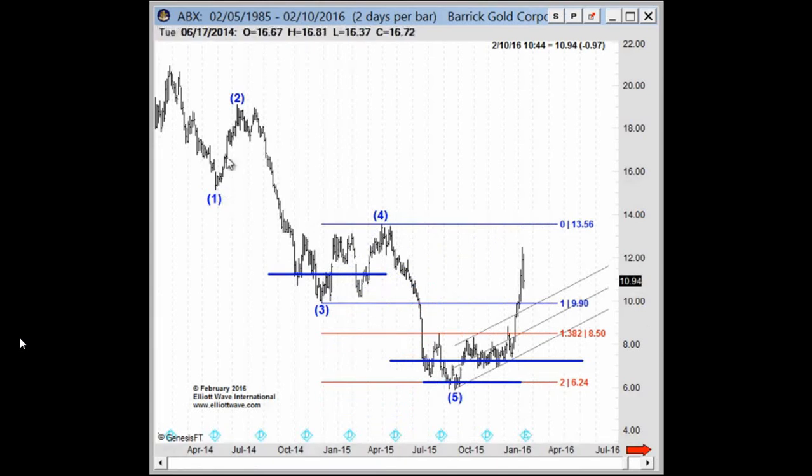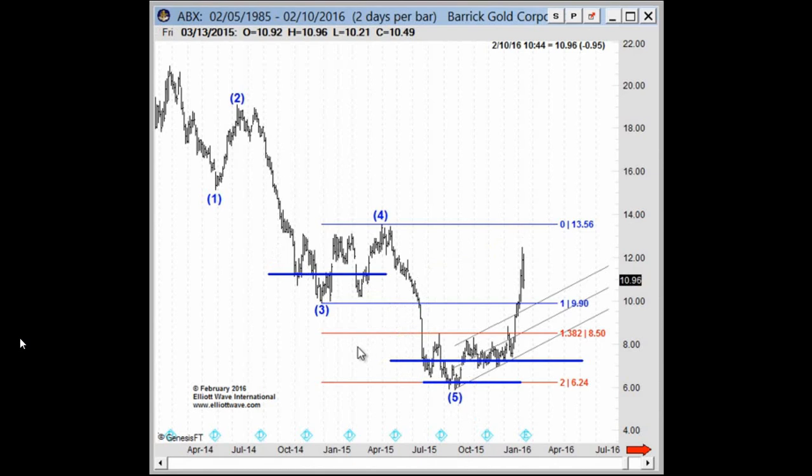So rather than identifying the 382, 50%, 618, 786 for wave 2, rather than looking at the 1.618, 2.0, 2.618 multiple for wave 3, rather than looking for the 236, 382, 50%, 618 retracements for wave 4, or anticipating, for example, where wave 5 equals wave 1, or wave 5 equals a 618 multiple of wave 1, or wave 5 equals a 1.618 multiple of wave 1, this reverse Fibonacci approach is designed to be simple and effective.